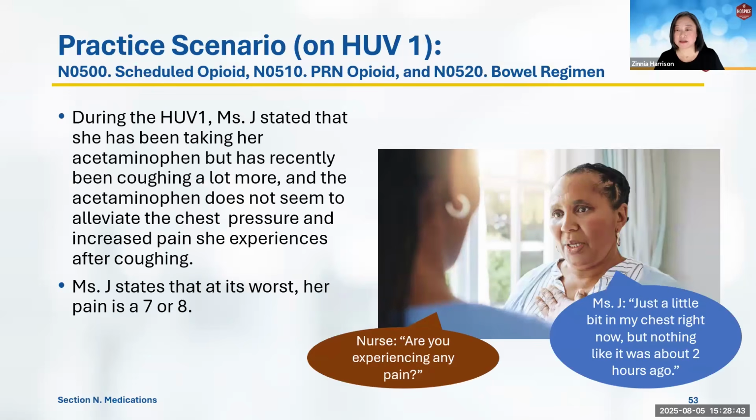Okay, now let's build on that scenario. And then after reviewing the scenario, I will open it up for polling. During HUV1, Mrs. J stated that she had been taking her acetaminophen, but had recently been coughing a lot more. And the acetaminophen does not seem to alleviate the chest pressure and increased pain she experiences after coughing. Mrs. J states that it's worse. Her pain is about 7 or 8 out of 10.